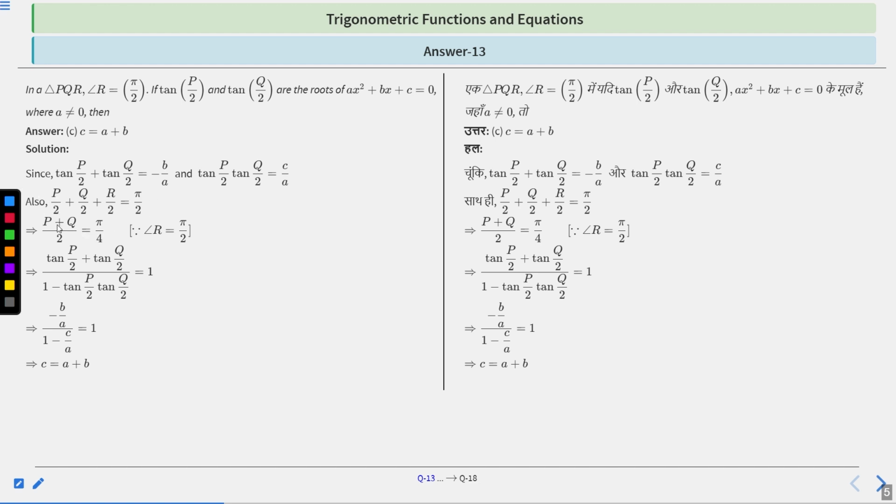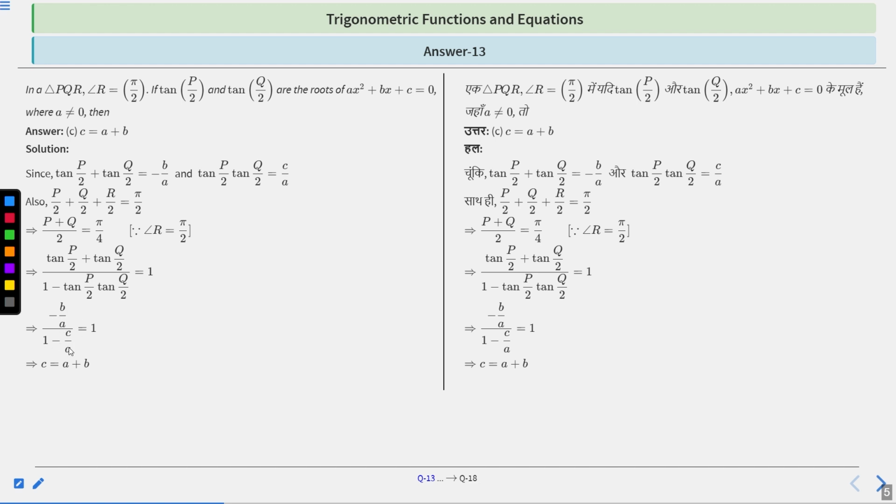Now, P plus Q by 2 is equal to pi by 4. Apply tan both sides. Therefore, tan of P by 2 plus Q by 2 is equal to tan pi by 4. Now, tan of P by 2 plus Q by 2 can be written as tan P by 2 plus tan Q by 2 upon 1 minus tan P by 2 into tan Q by 2, is equal to 1. Now, tan P by 2 plus tan Q by 2 is equal to minus b by a, and tan P by 2 into tan Q by 2 is equal to c by a. Right? Therefore, we can write minus b by a upon 1 minus c by a is equal to 1. Right?